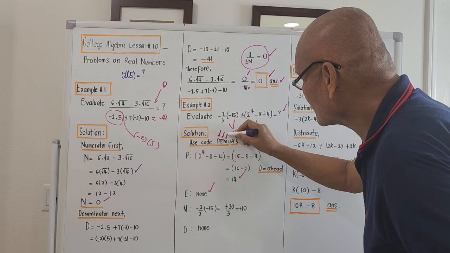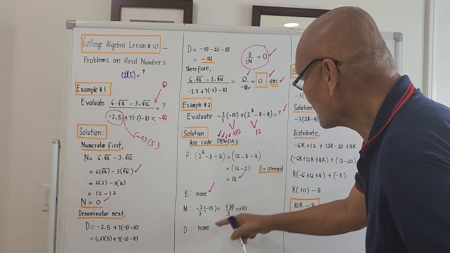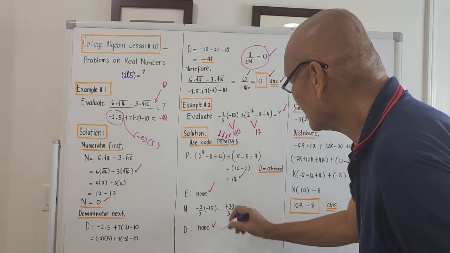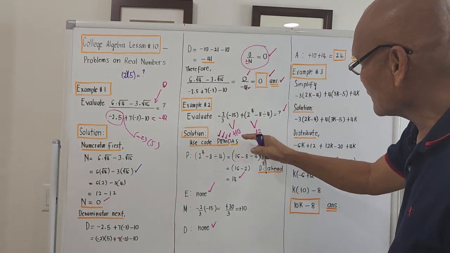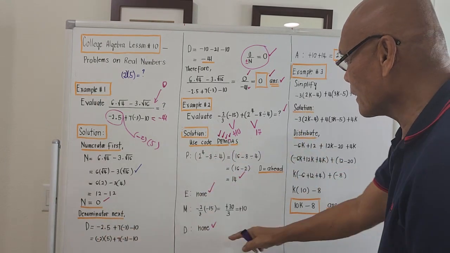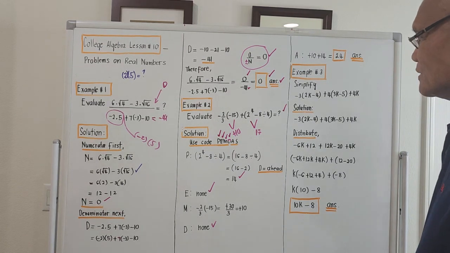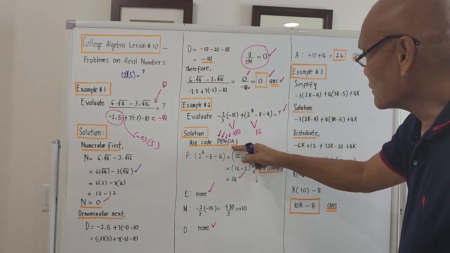There is a multiplication. What's next? Division. Is there a division? None. Okay, because what remains is just 10 and 14, and no division involved anymore. So I place it here, it's none. Okay, what's next? We'll go with A, addition.